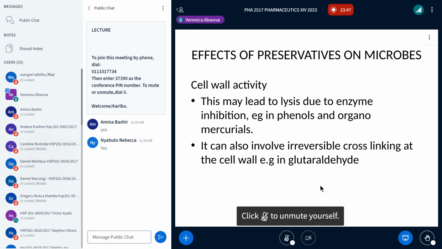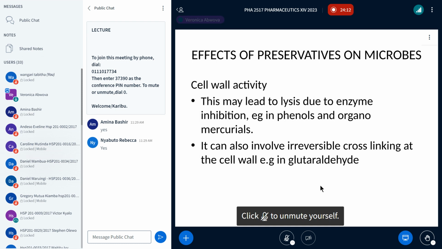For example, in phenols and organomercurials, it can also involve irreversible cross-linking at the cell wall, for example, in glutaraldehyde. Again, remember what we said. With all this, think about what function the cell wall plays. So if you interfere with the cell wall, what happens?